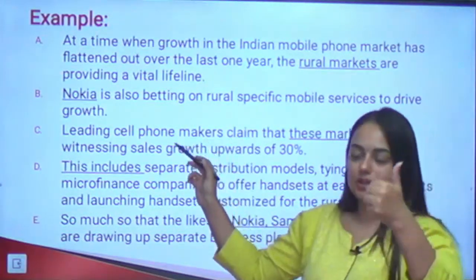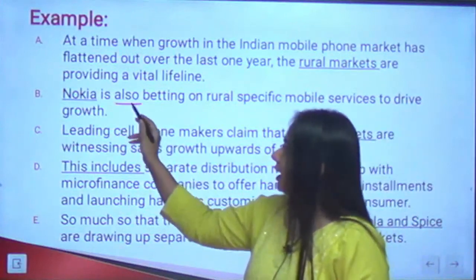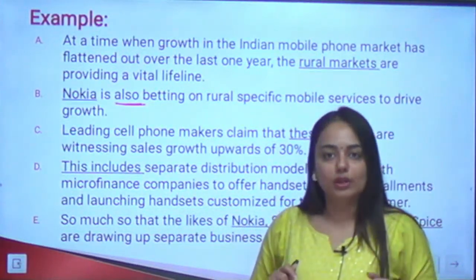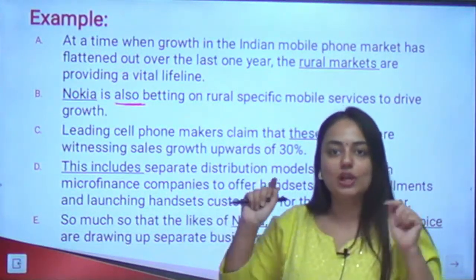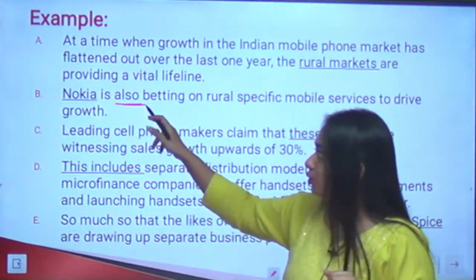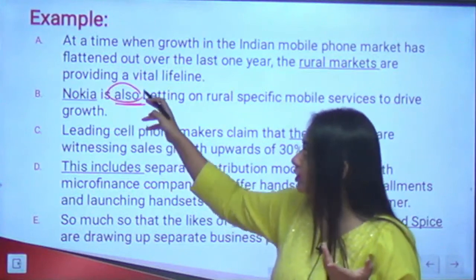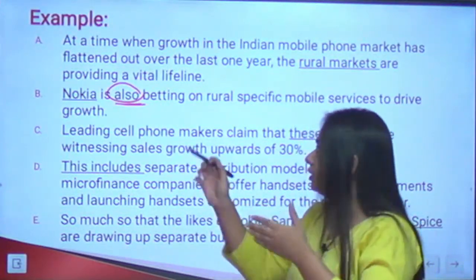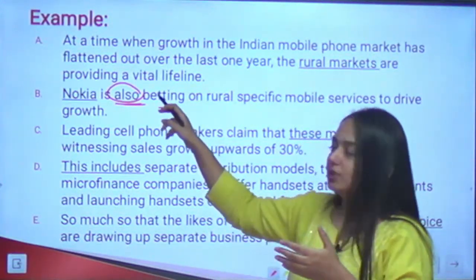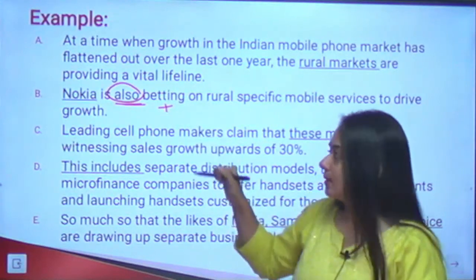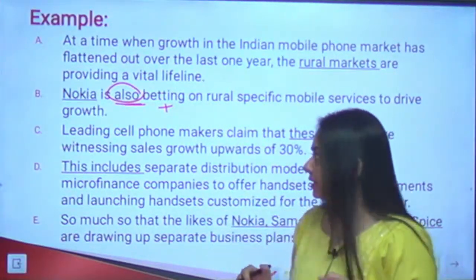Nokia is also... What is the hint word here? Why are they using the word also? It means it is an addition to some other sentence. This is going to make a pair with some other sentence, B, because it has a word which is also. Also shows addition to something. Something should precede it, some sentence. So this cannot be the opening sentence.